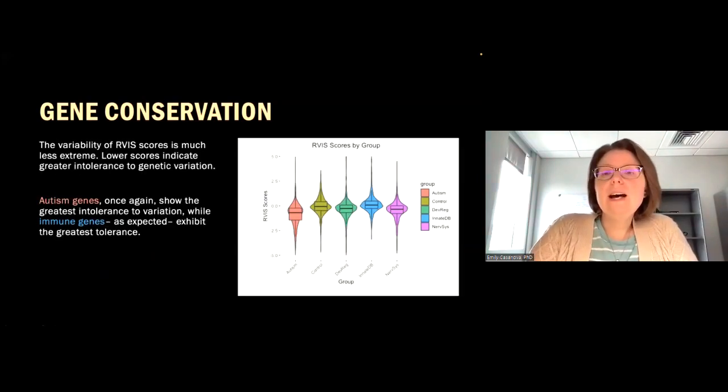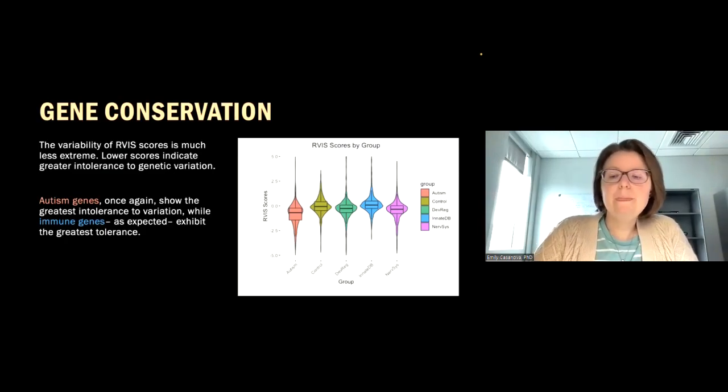Now, if we look at the RVIS scores, and again, these give a somewhat similar look into mutation sensitivity, only in this instance, the scale is flipped. So the lower the number, the more sensitive they are, rather than the higher the number. Here we can see that the autism genes, compared to the controls, are definitely hovering lower in number on this graph. So once again, we've got these autism genes, and they're very sensitive to any kind of variation.